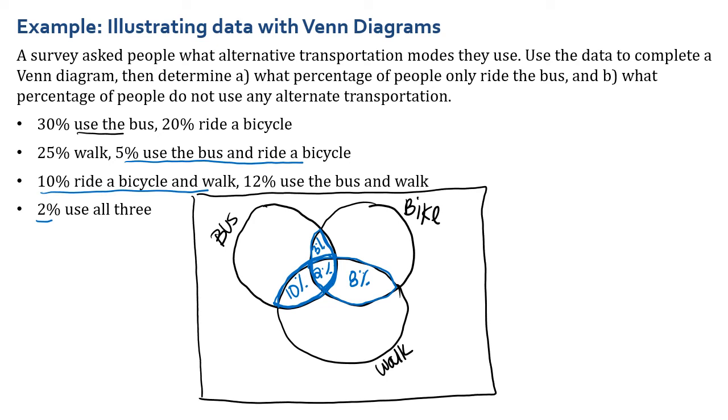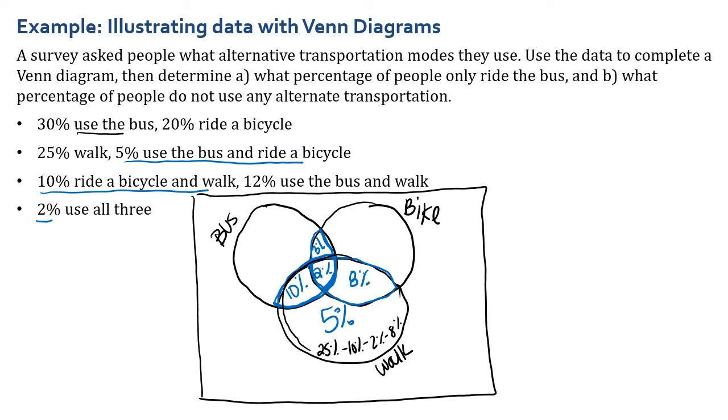Okay, 25% walk. So that means the entire walk circle needs to add up to 25%. So to figure out what's left, we would take 25%, subtract 10, 2, and 8% from it. And that leaves me with 5% that walk. That way this entire circle adds up to 25%. So there's 25% of people that walk total, but only 5% that just walk. They don't do the bike or bus.